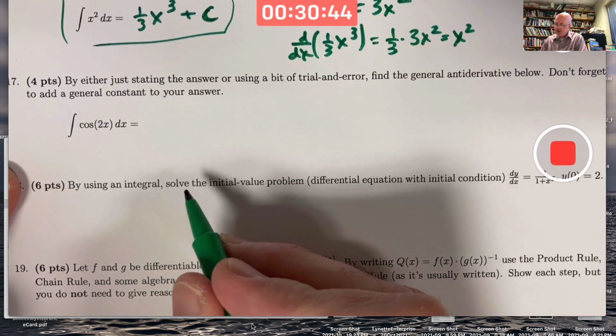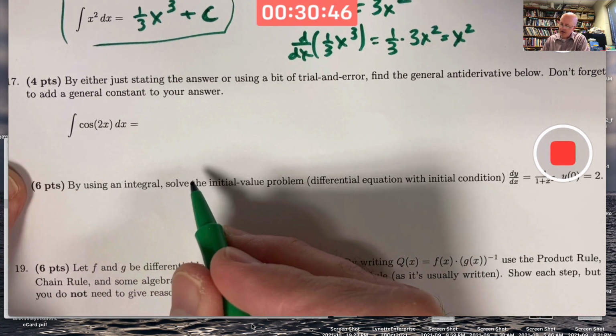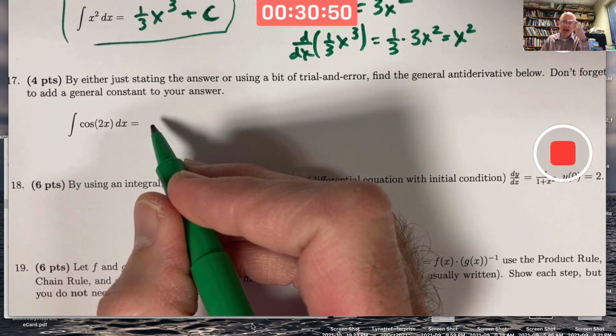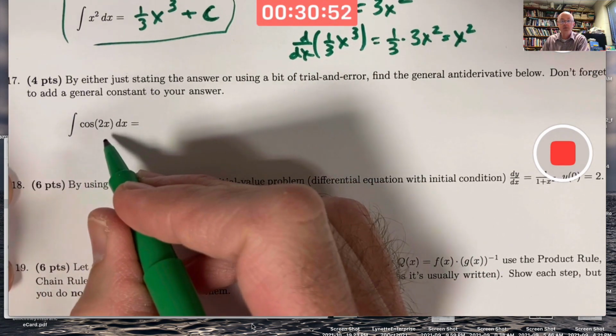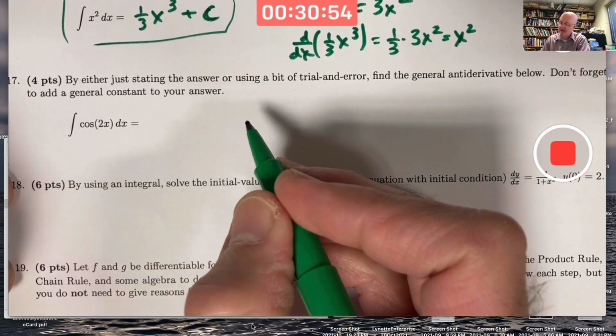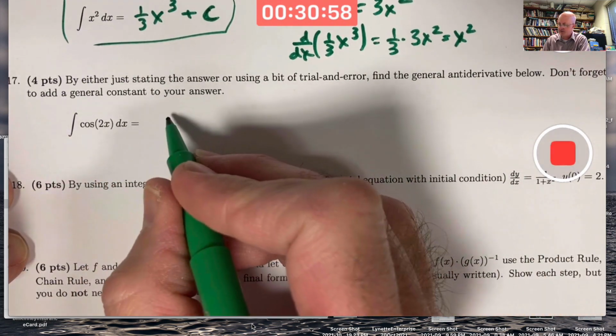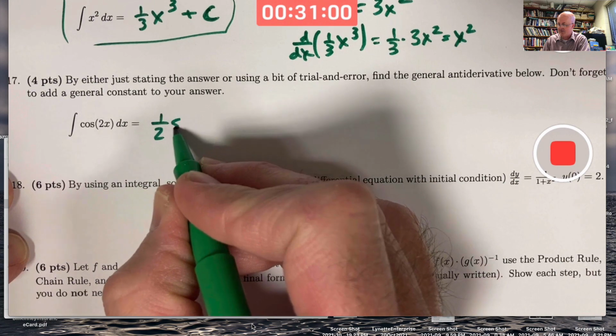This one is another antiderivative. You need to do a little bit of guess and check here. The derivative of sine is cosine, and therefore the antiderivative of cosine of x is sine of x plus c. I got a 2x in there, so I need a sine of 2x instead, and to compensate for the 2, I also need to multiply by 1/2.